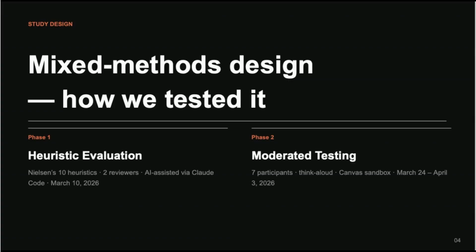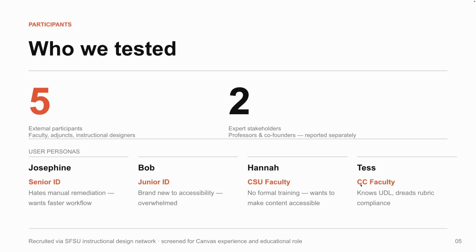And with that, I'll hand it over to Ihorn, who will walk you through how we structured the sessions. We recruited 7 participants across faculty instructional design roles. 5 were external participants, our primary usability evidence, and 2 were expert stakeholders, which included professors and co-founders of Simplify. We reported them separately since their familiarity with the tool could inflate results. Our 4 personas, Josephine, Bob, Hannah, and Tess, represent the range of experience and context we've recruited across.